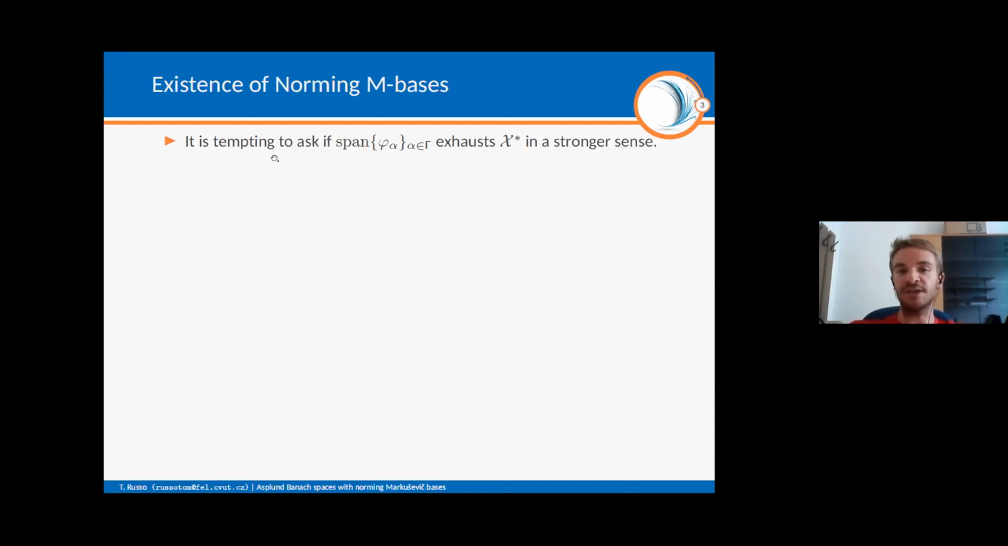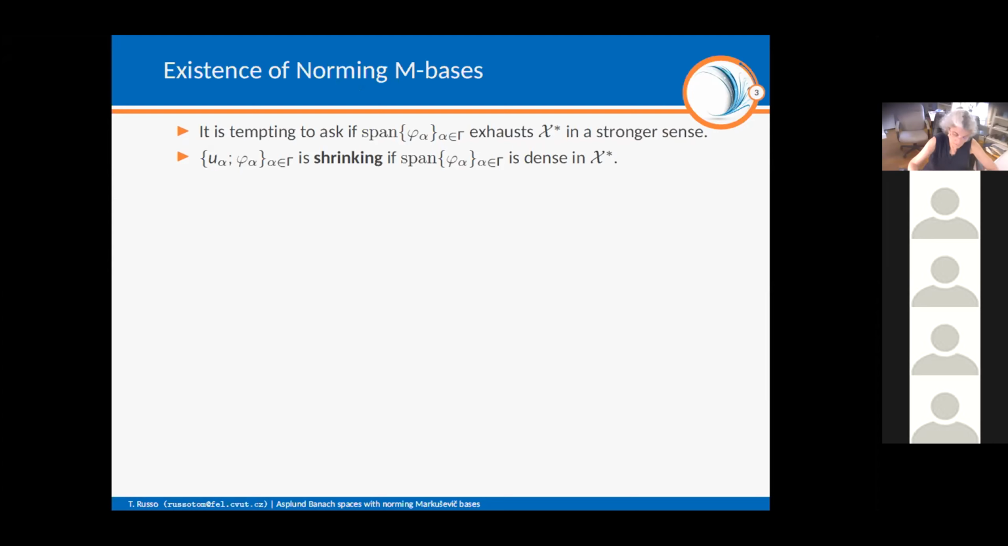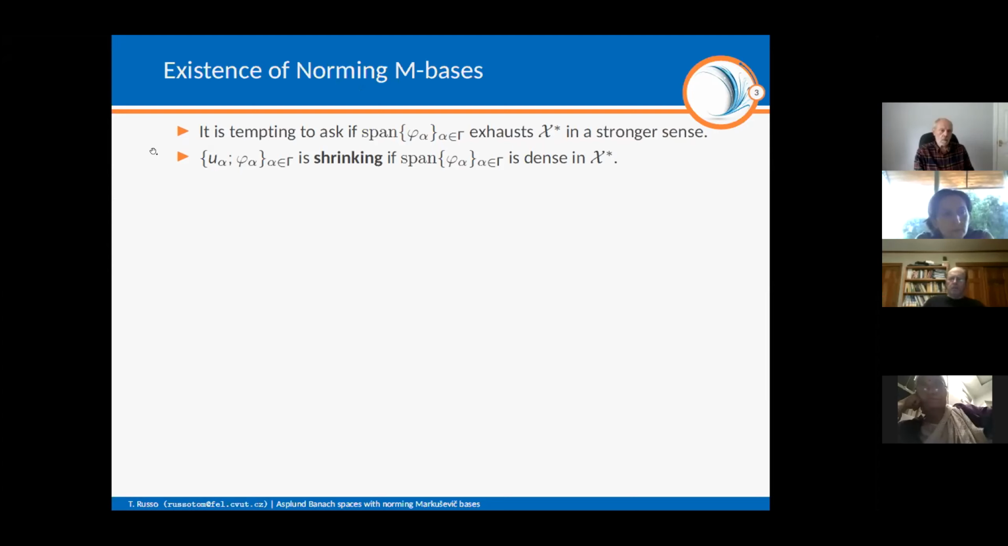So it is tempting to ask if the finitely supported functionals, this linear span of the functionals, is not just weak star dense, but might end up having better properties. So if it exhausts the dual in some stronger sense. And of course, there is a natural strongest definition, which is in perfect accordance with the one for the Schauder basis, which is the notion of a shrinking basis. So a Markuševič basis is shrinking merely when the linear span is dense in norm. So not in the weak star topology, but in the norm topology. And this one is indeed a very strong assumption, and I will return later to how strong this indeed is.